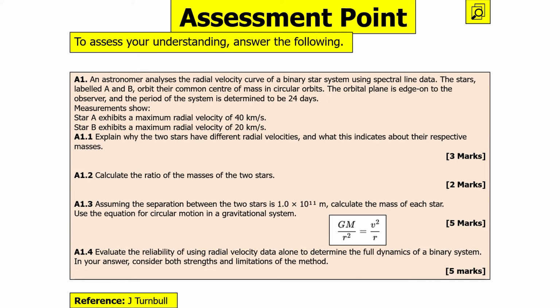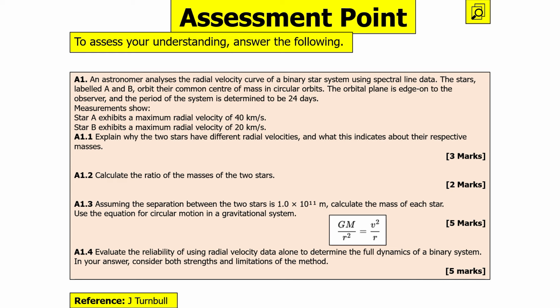Astronomer B analyses the radial velocity curve of a binary star system using spectral line data. The stars labelled A and B orbit their common centres of mass in circular orbits. The orbital plane is edge on to the observer, and the period of the system is determined to be 24 days. Measurements show that star A exhibits a maximum radial velocity of 40 km per second. Star B exhibits a maximum radial velocity of 20 km per second. Explain why the two stars have different radial velocities and what this indicates about their respective masses.